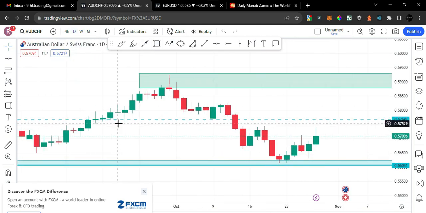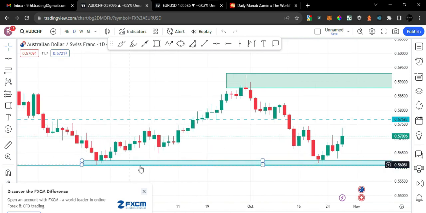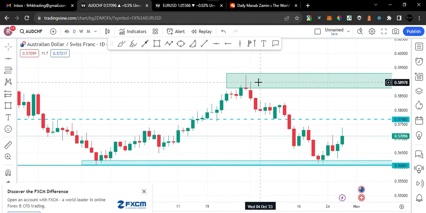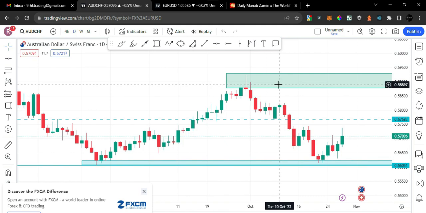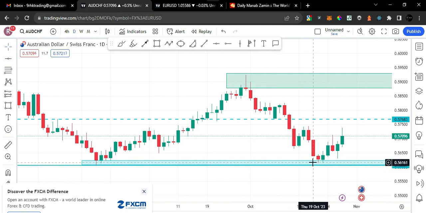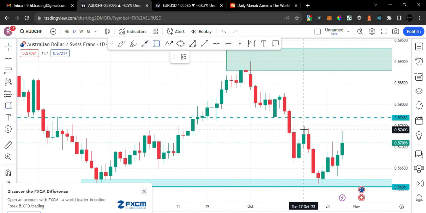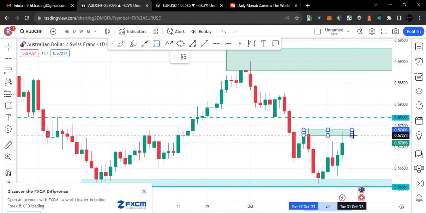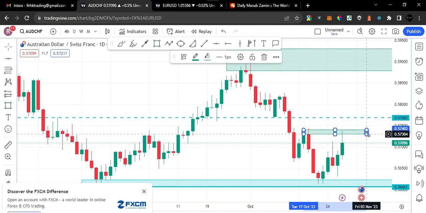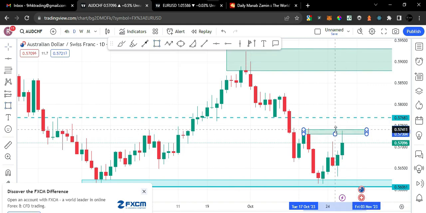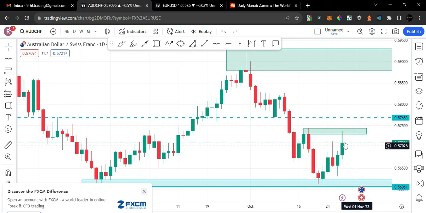In daily, we can see the double bottom has formed here, the same as in weekly, and the double top has formed here, the same as in the weekly. So the problem here in daily, if we see here, is that it has started retracing from these two points. This is the place where this double top again formed and is pushing the price downward.